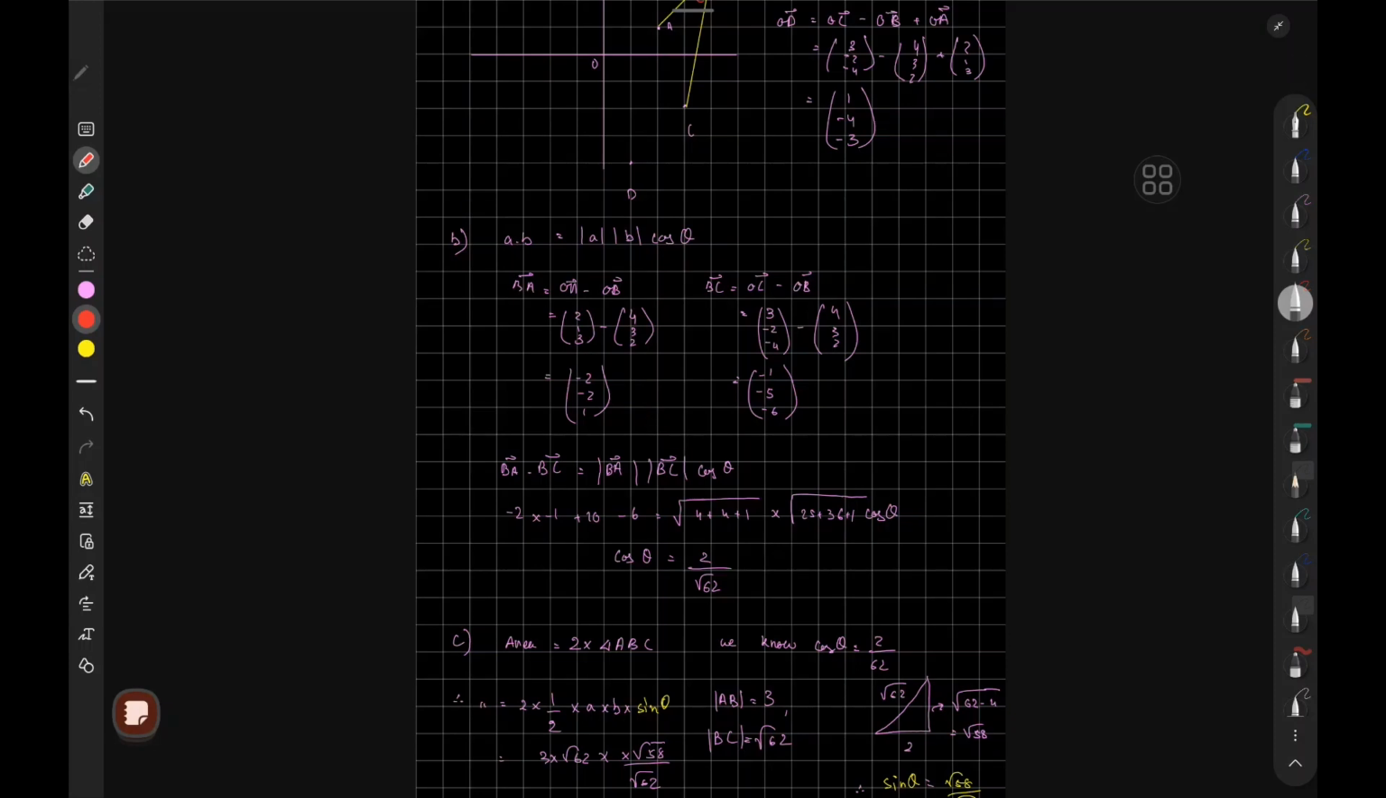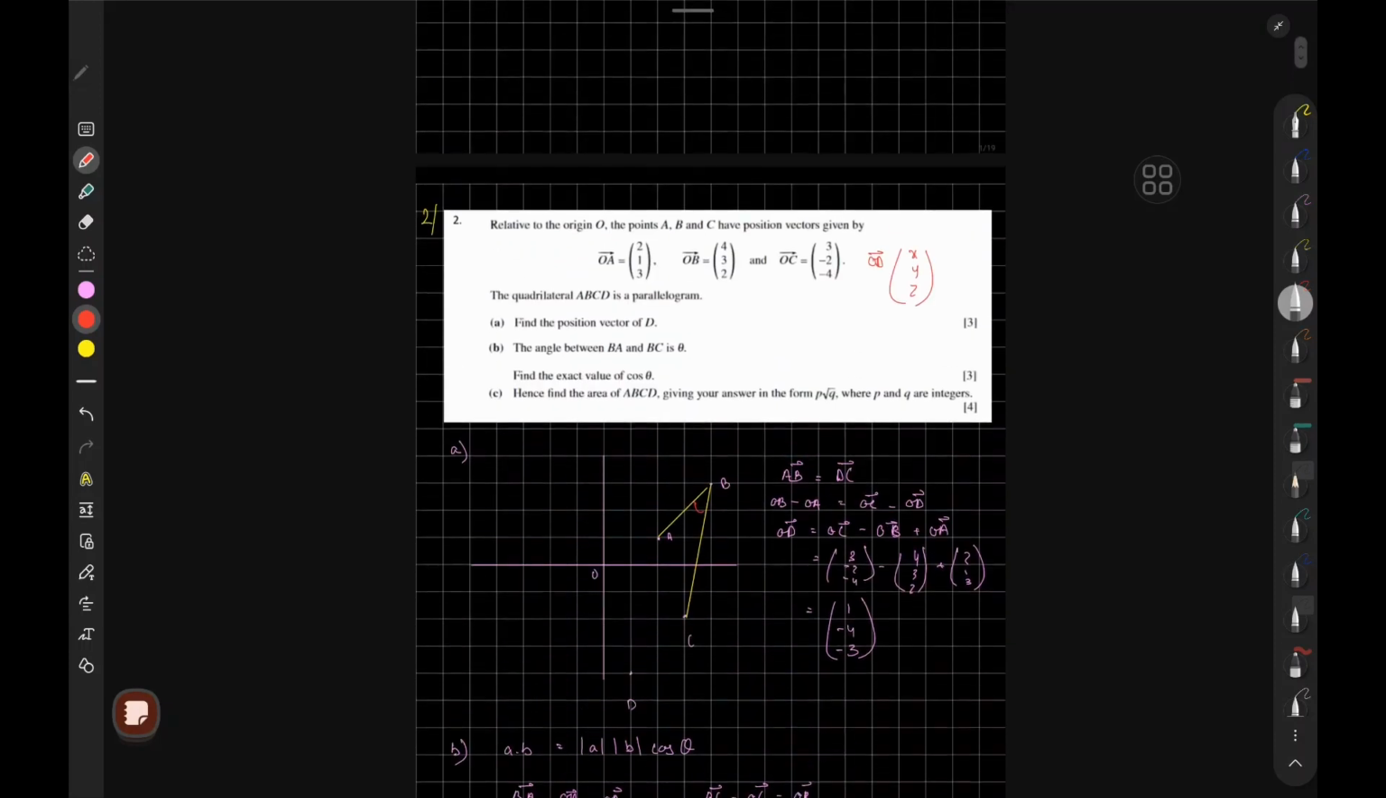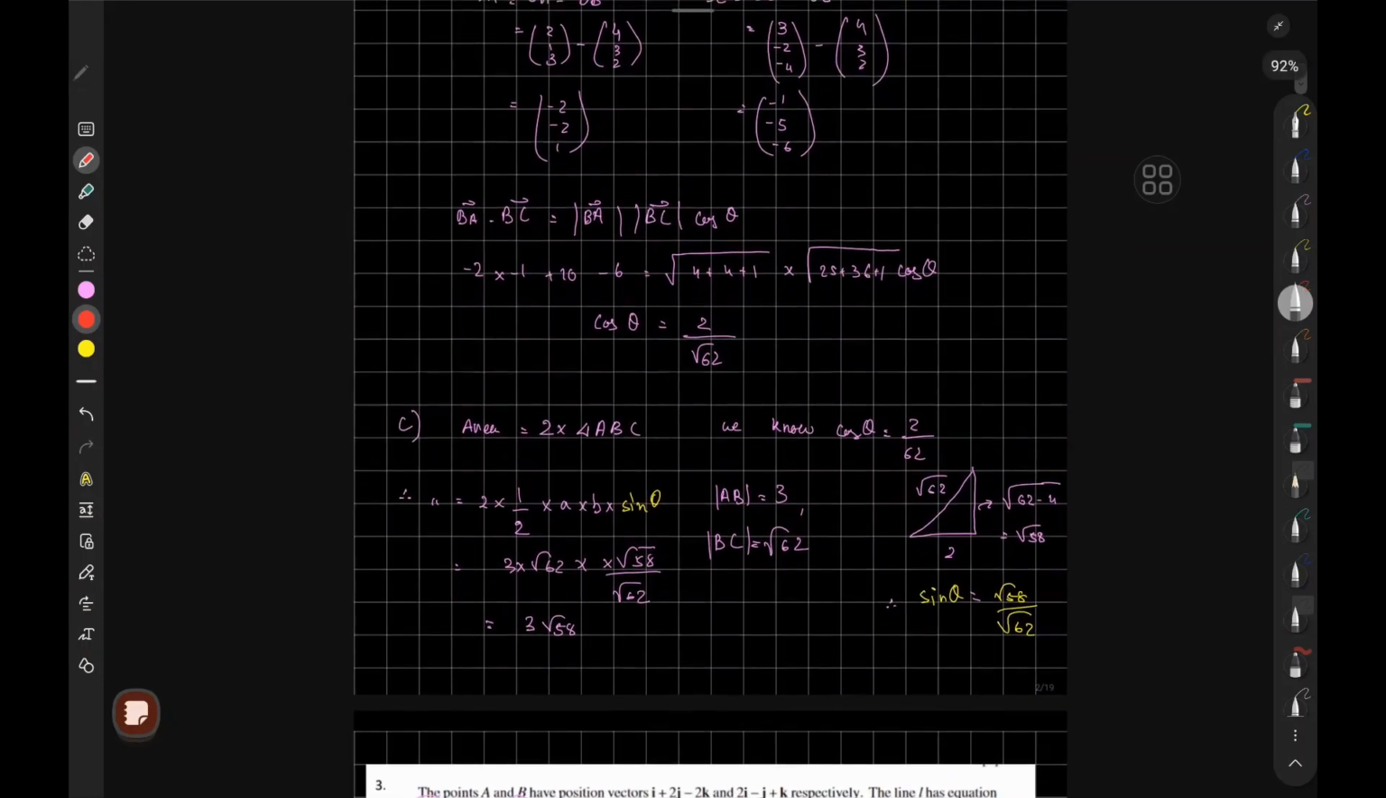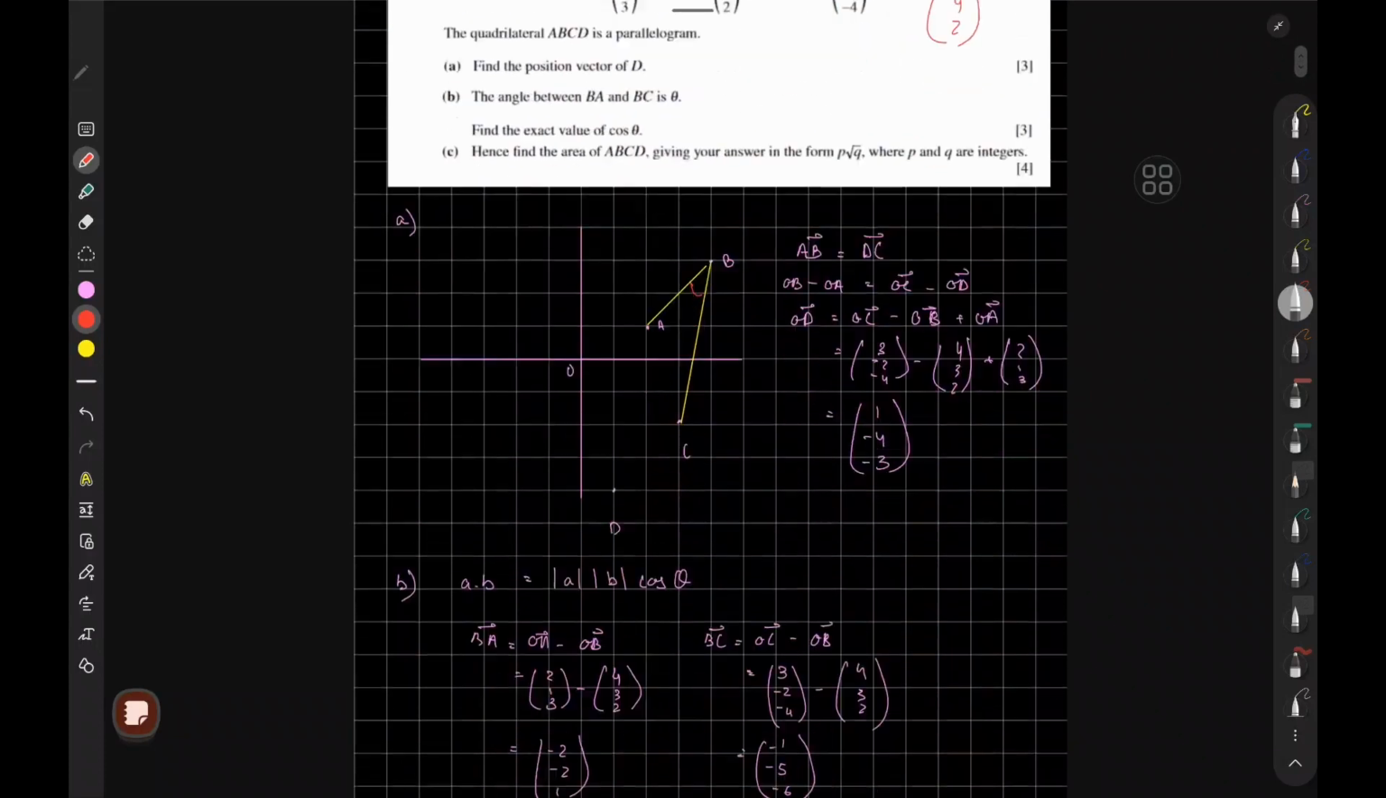Nice. So what are they asking next? After finding the exact value of cos theta, hence find the area of ABCD, giving your answer in the form P root Q, where P and Q are integers. So find area ABCD. Now, what is ABCD?